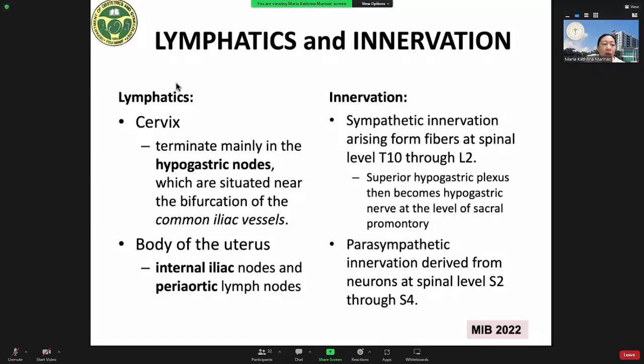Okay. Lymphatics and innervation. Along the cervix, the lymphatics terminate mainly in the hypogastric nodes, which are situated near the bifurcation of the common iliac vessels. Alongside the body of the uterus, the internal iliac nodes and the periaortic lymph nodes. Innervation is by the sympathetic innervation arising from fibers of the spinal level T10 through L2.